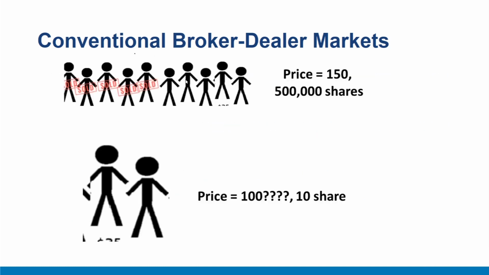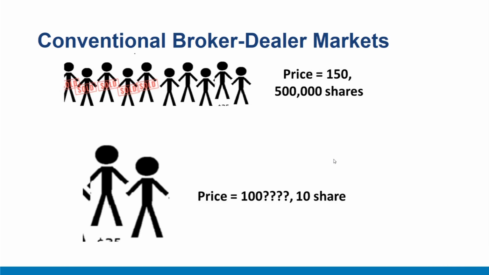For example, consider the figure shown here. We have two markets, one where 5 lakh shares are traded at a price of 150 and one where 10 shares are traded at a price of 100. Which one would you consider least reliable? The answer is quite obvious.